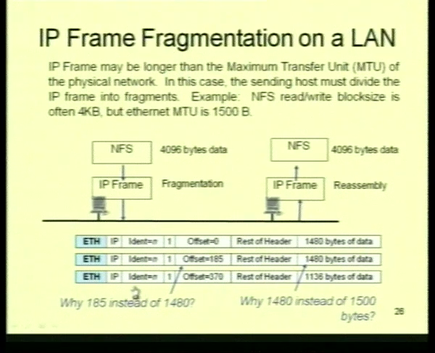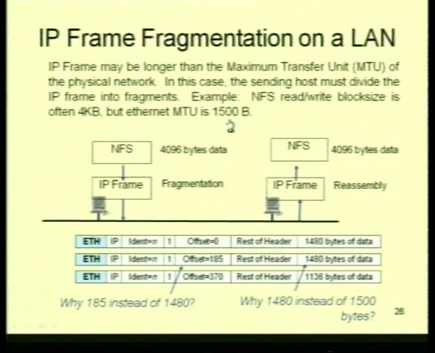This fragment has the same identification, but the more bit is set to 0, and the offset field here indicates that this is further down in the entire packet. Okay. Now there is something that we need to remember to look at over here. Now we will look at this number that we use here. We are using 1480 bytes of data instead of 1500 bytes.